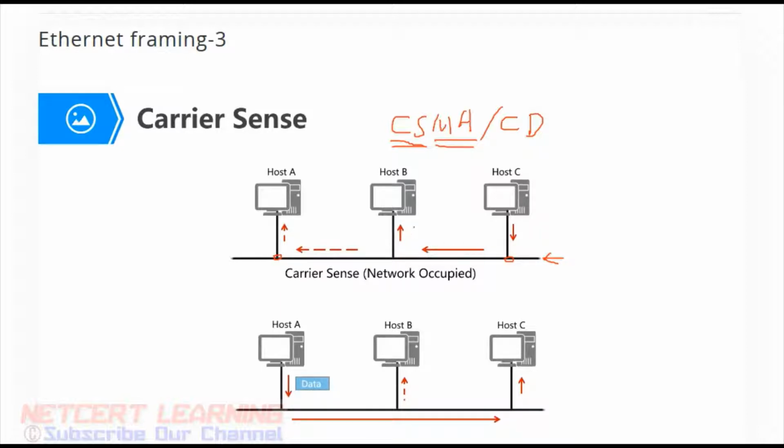If any other device is sending, then computer C will hold. That means it will not send out the data until computer B is finished. Then the media is idle, and computer C can send out the data. This is to avoid collisions. That's carrier sense.